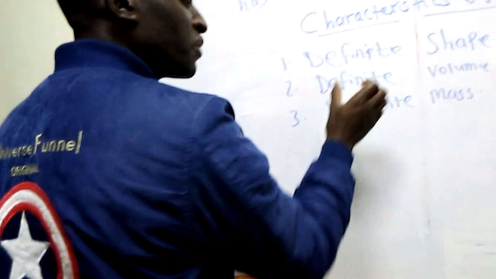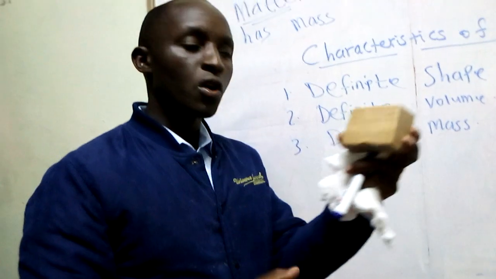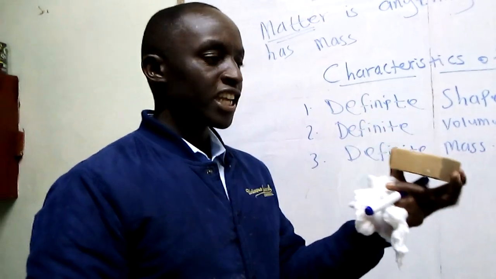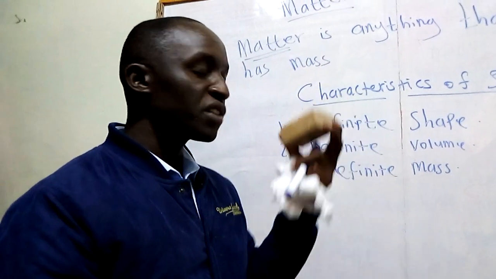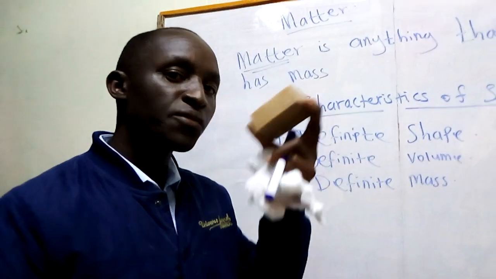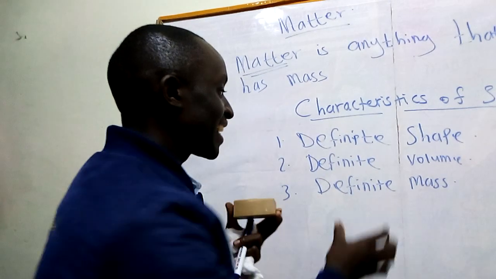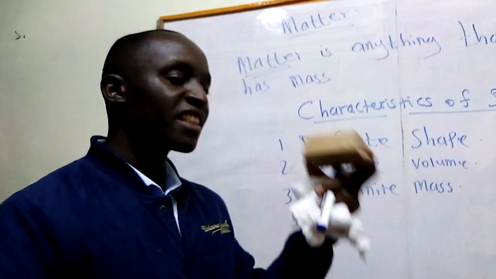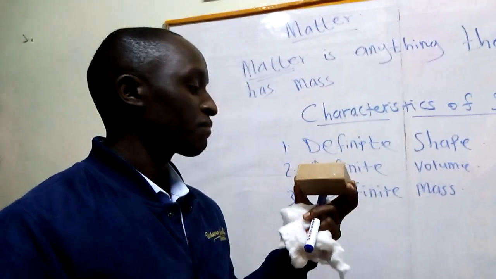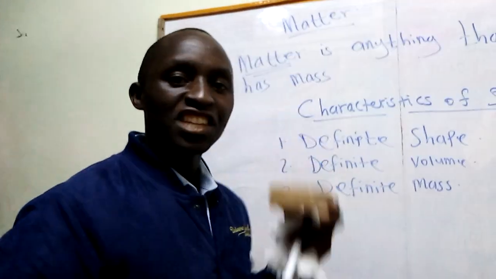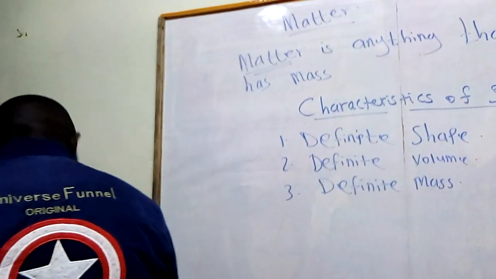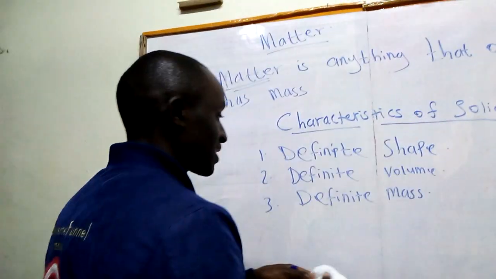From there, let's talk about definite volume. I am able to find the volume of this bar soap by taking the length, width, and height. Therefore, it has a definite volume. It cannot be changed. It has a definite mass. If I measure this using a weighing machine, I'll be able to determine its mass, and it is not something I can change. That's why I say that it has a definite mass.